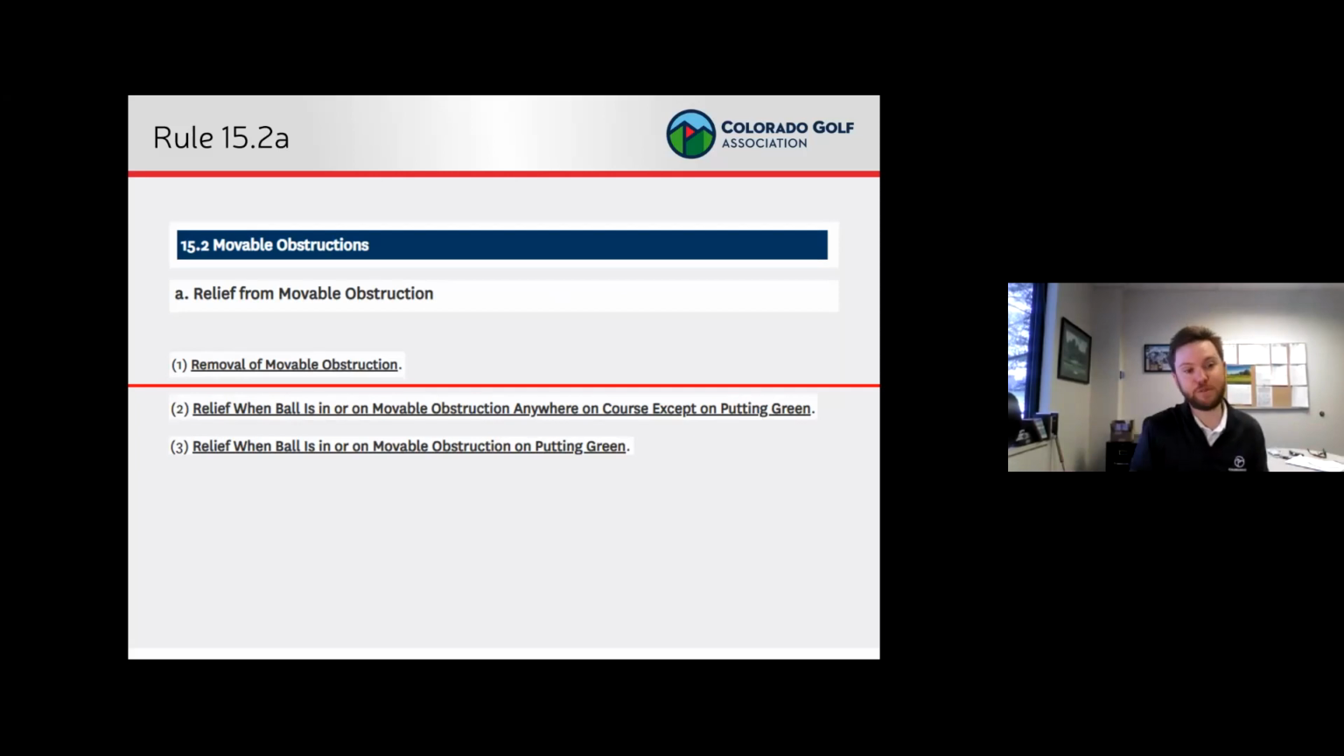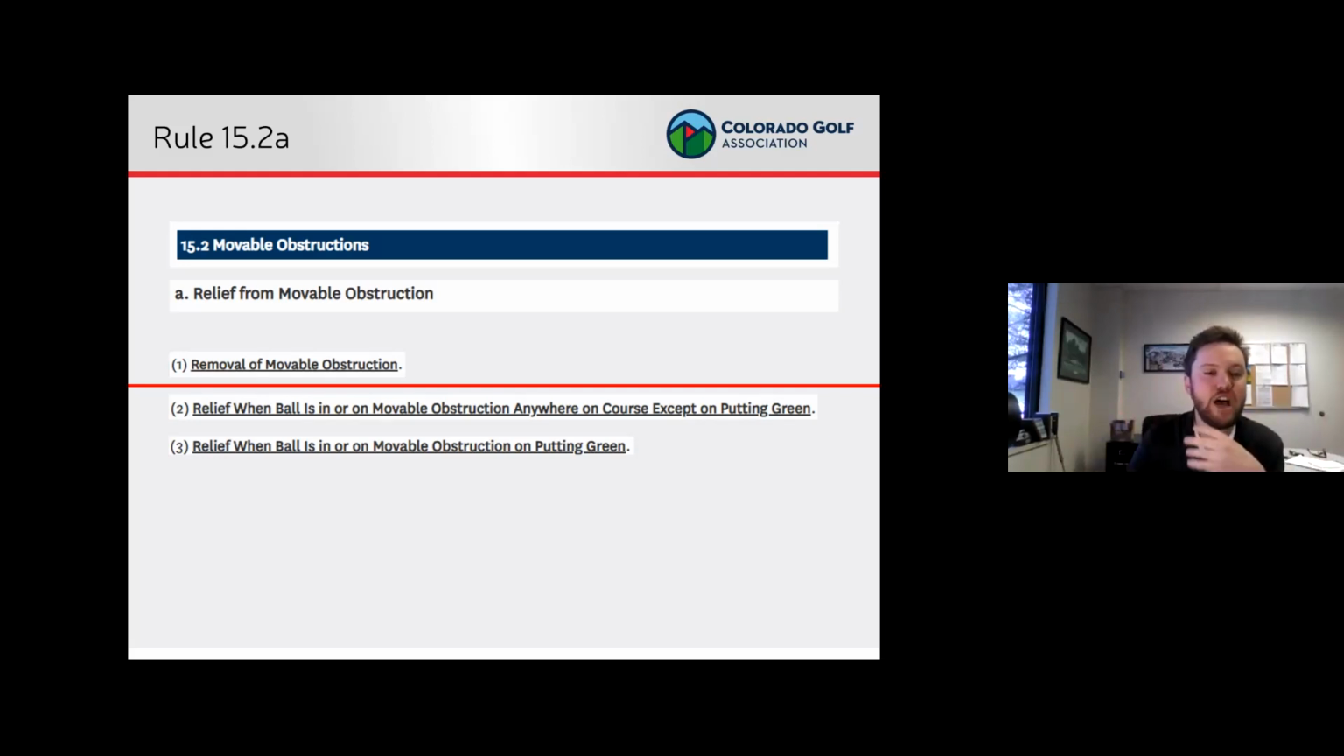We have the first part where you can remove it, and if there is any penalty associated with that, which there is not, and then relief when the ball is in or on a movable obstruction. So meaning it's not touching the ground, it's in or on a movable obstruction anywhere except the putting green. So there are those 4 areas of the course. And then there's the third one, which is in or on a movable obstruction on the putting green, which is that 5th area of the course.